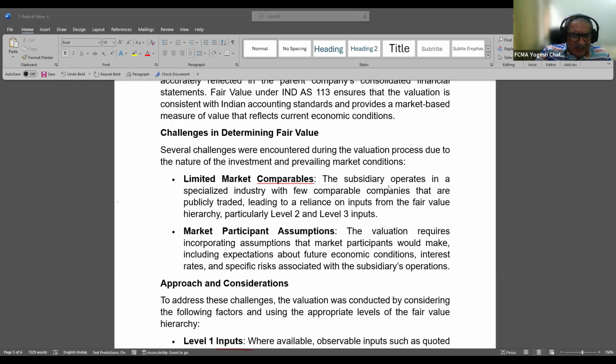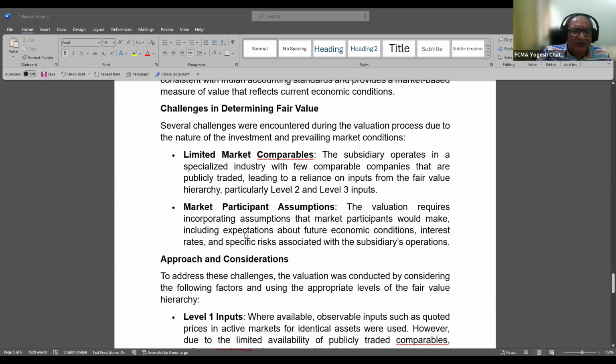Limited market comparables. The subsidiary operates in a specialized industry with few comparable companies that are publicly traded, leading to a reliance on inputs from the fair value hierarchy, particularly level 2 and level 3 inputs. So if you refer to Ind AS 113 or IFRS 13, the guidance provided under that accounting standard is related to the use of level 1 input, level 2 input and level 3 input. We will see what these are, but level 2 and level 3 are lower as compared to a level 1 input. So that is the hierarchy.